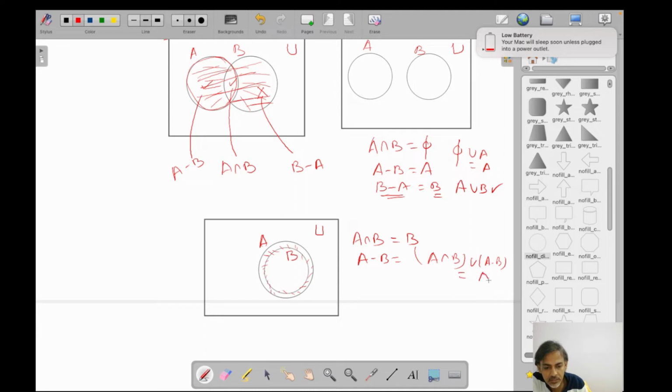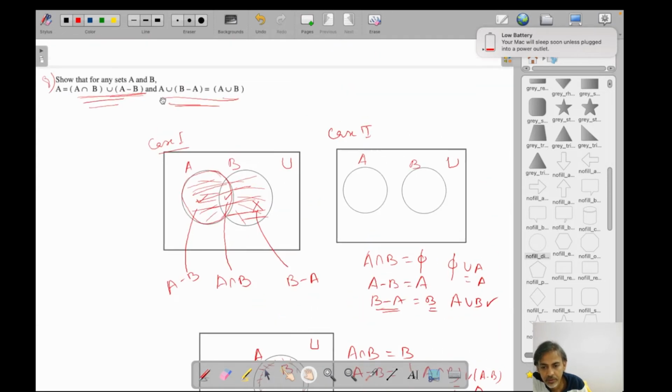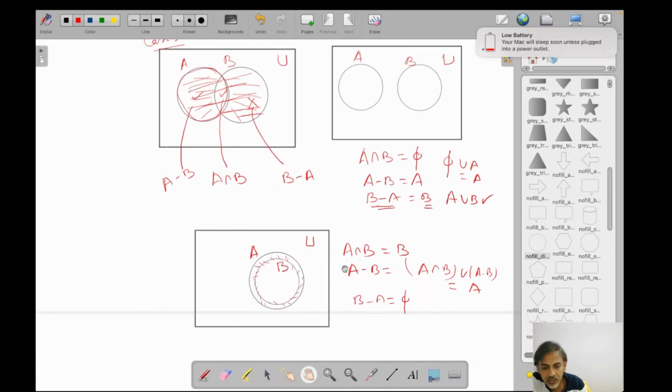When I look at B minus A, whatever is available in B but not in A, there is nothing like that, that's why it's phi. So when you look at the second entity, A union B minus A, when I do A union with B minus A, it will be A itself. So let me write it down. So A union B minus A, right?